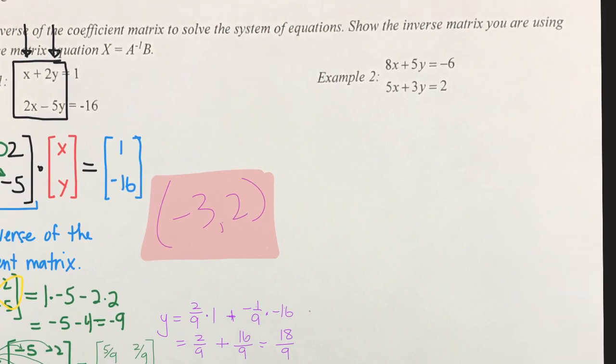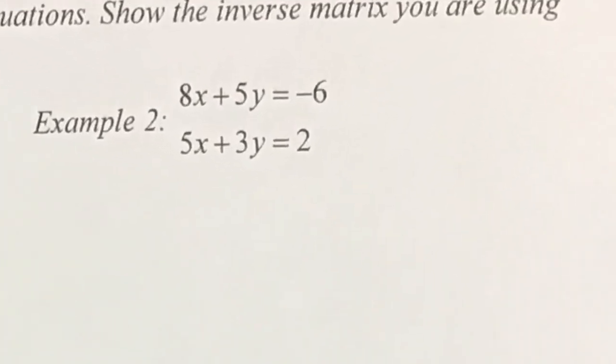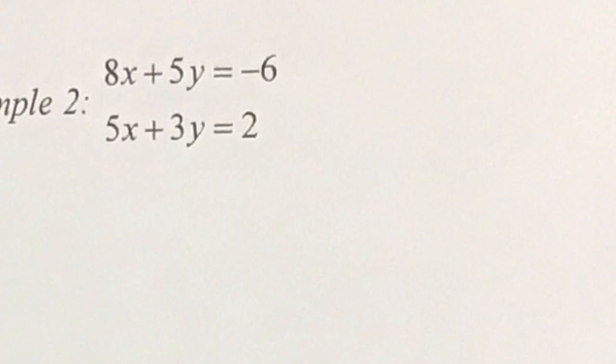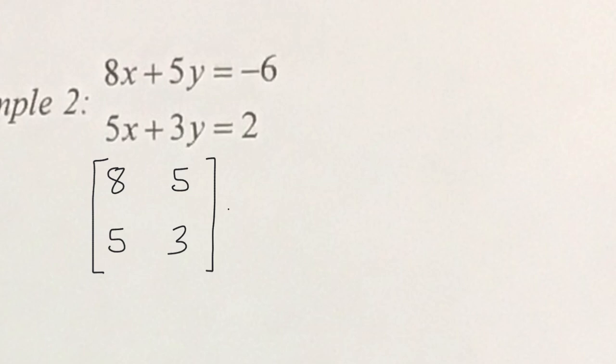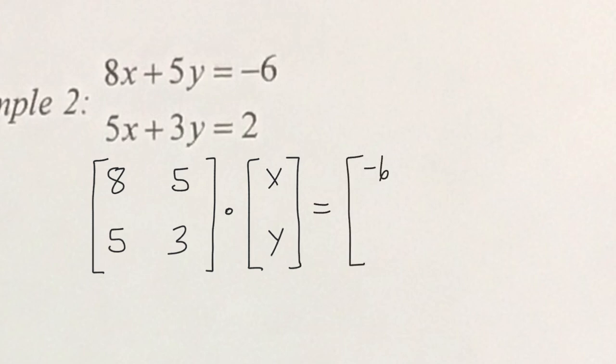Okay, let's look at another example. Here's your system of equations. We're going to solve it by creating a matrix. So we start with our coefficient matrix. We have an 8x, a 5y, a 5x, and a 3y, times your x and your y, your variable matrix, is equal to your solutions matrix, -6 and 2.